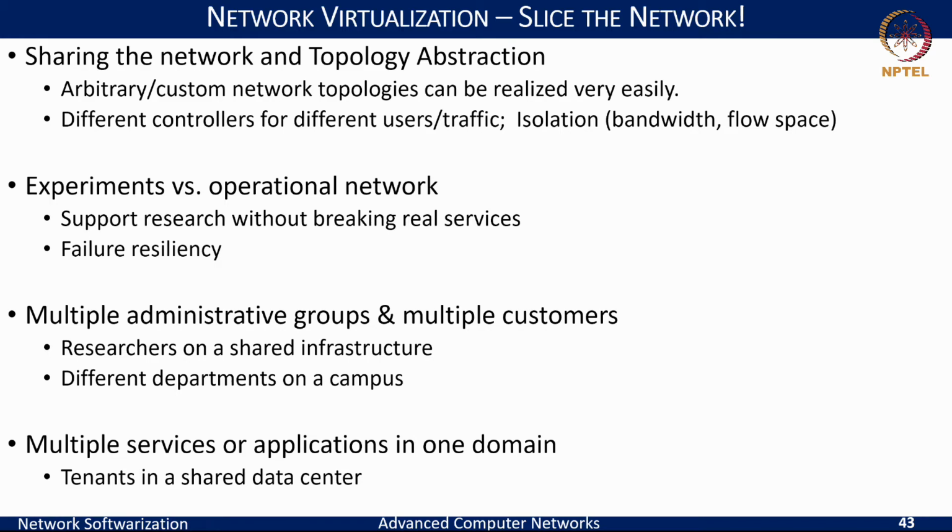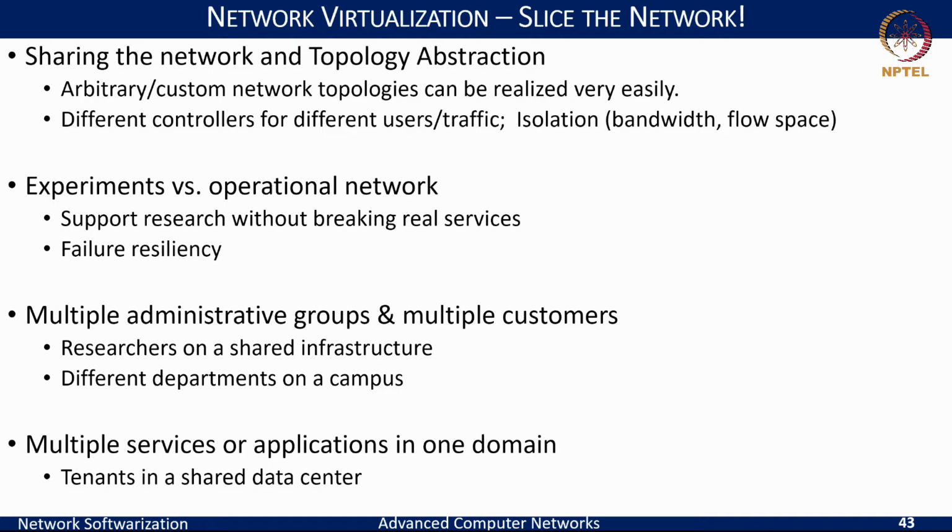And through this means, we are now able to share the network and build the desired topology abstractions. By this, what I mean is that we now have the ability to build arbitrary or custom network topologies, which may not even exist. Meaning, we would be able to alter the topology or the network link characteristics and test or experiment without even worrying about actually deploying such a physical infrastructure.